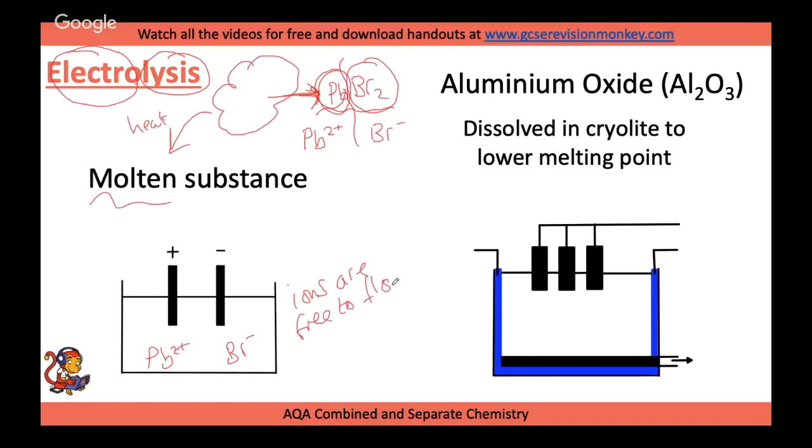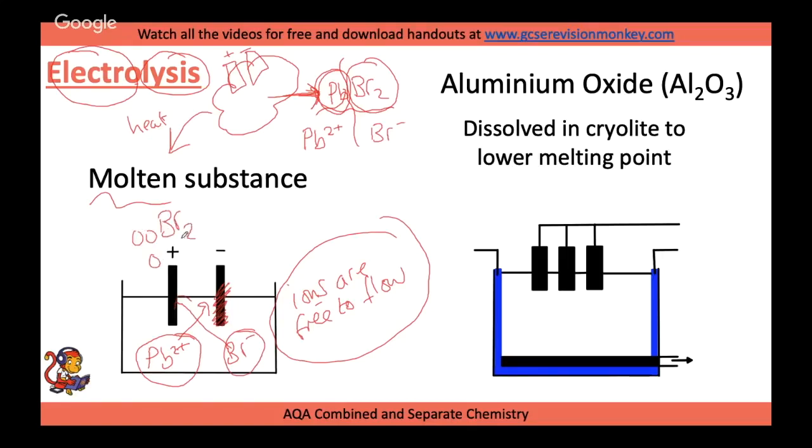I expect that to come up somewhere on the paper. The ions are free to flow, because if you put the electrodes in here, nothing would happen because the ions can't flow. But now they can. And then opposites attract. The positive ions are attracted to the negative electrode. That will collect around there and make it a lot heavier. And the bromide ions will go to the positive electrode and come off as bromine gas. That's important. The bromide turns into bromine gas. So that's basic electrolysis, and that's when it's molten.